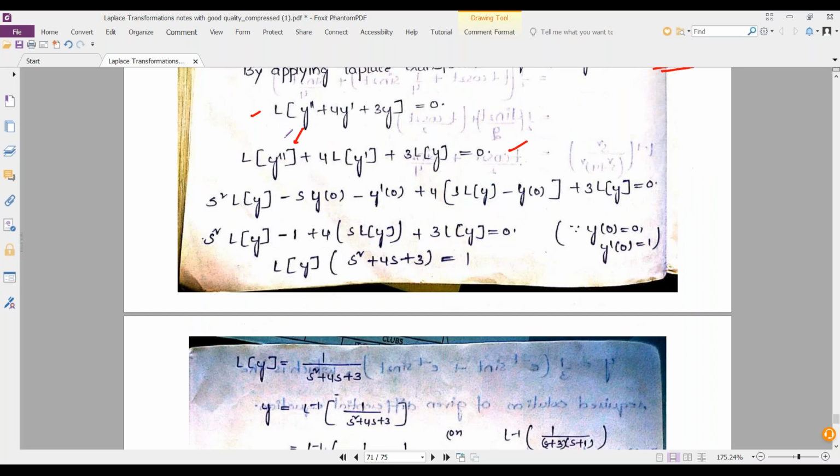L of y double dash, as we know, is s square Y of s minus s into y of 0 minus y dash of 0. Guys, this Y is not the original function; this is only the Laplace transform. That's the reason I am going to write capital Y of s. Or if you are interested, you can keep it as L of y, no issues. So y of 0, y dash of 0. Similarly, for the second term, 4 times (s times L of y minus y of 0), plus 3 times L of y.